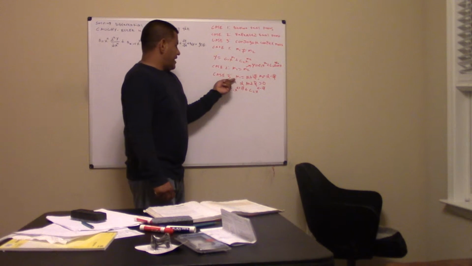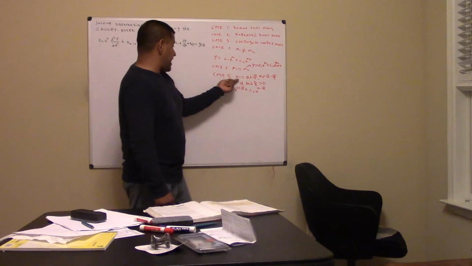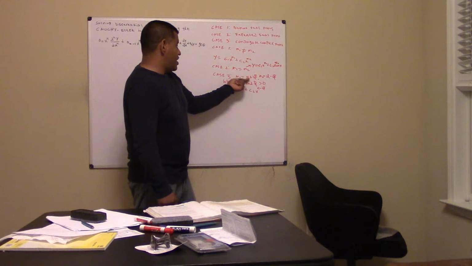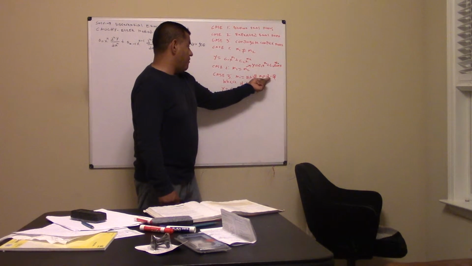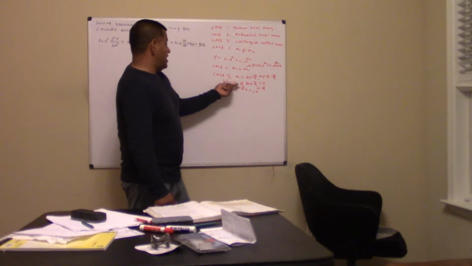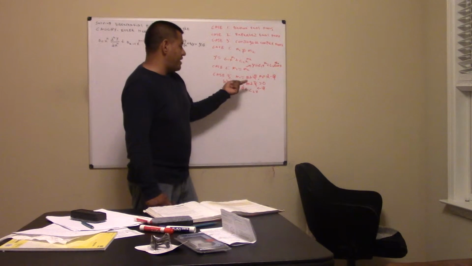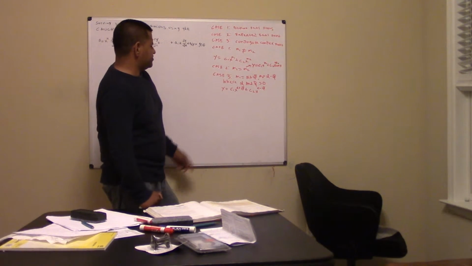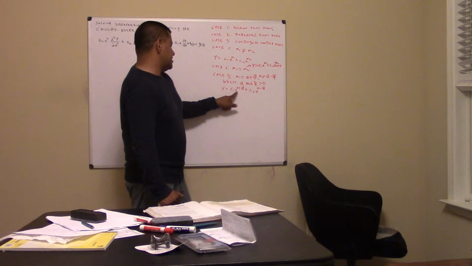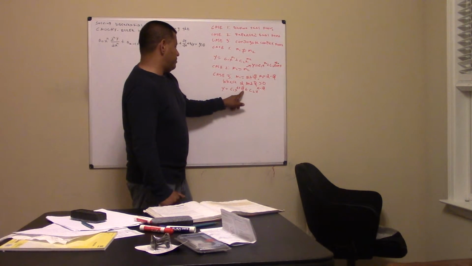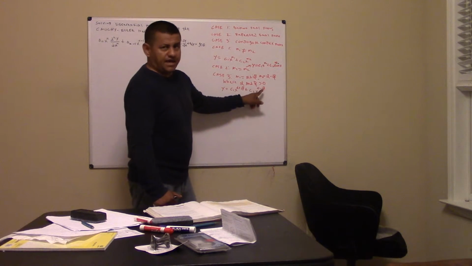Case 3, we have conjugate complex roots. So m1 equals alpha plus i beta, and m2 is equal to alpha minus i beta, where beta is greater than 0. So the solution for this one is y equals c1 times x to the alpha plus i beta plus c2 times x to the alpha minus i beta.